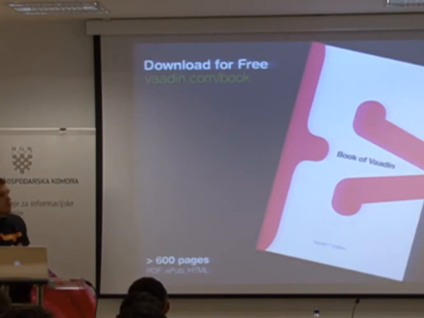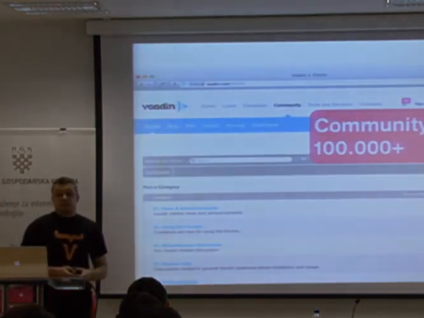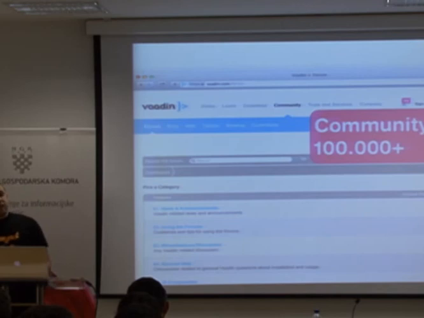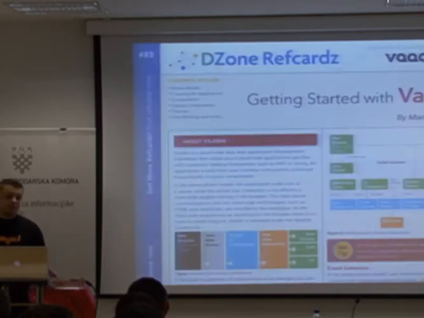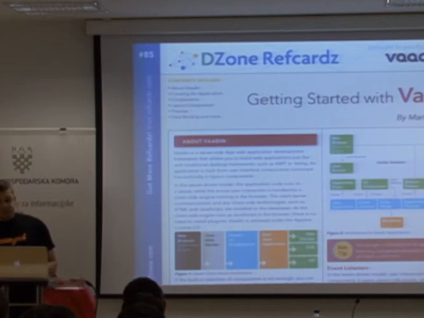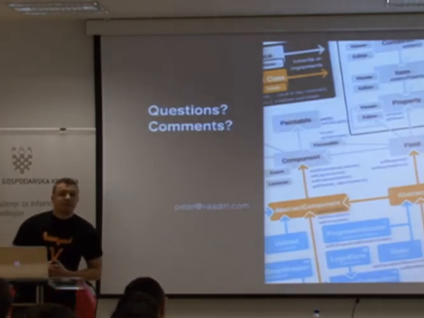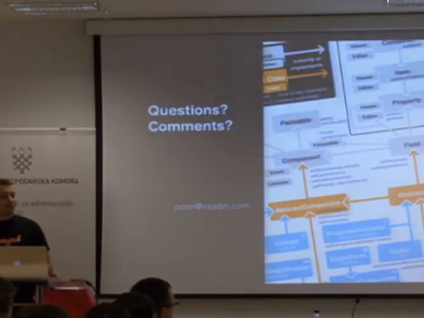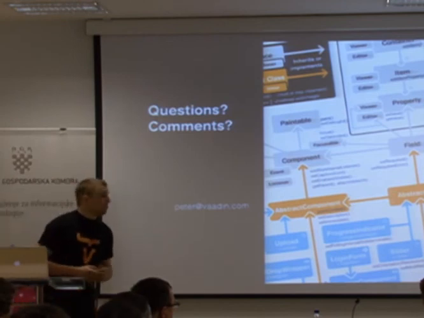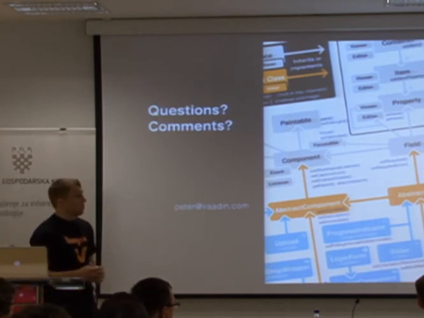You can, of course, download the Book of Vaadin, which is approximately 600 pages, from vaadin.com. You can get it as a PDF or HTML version, whatever you prefer. And of course, vaadin.com/forum contains a really lively and active forum on which we have more than 100,000 posts already. DZone also provides 3 to 4 page long reference cards which give you a kickstart for Vaadin application development. All right, thank you for your time, and we'll probably take the questions afterwards.